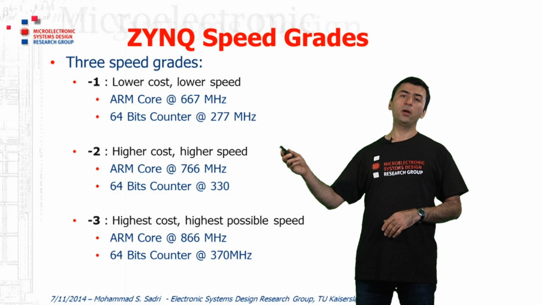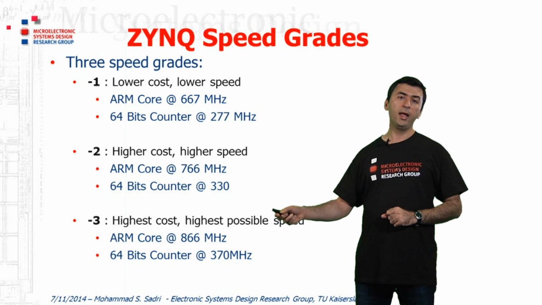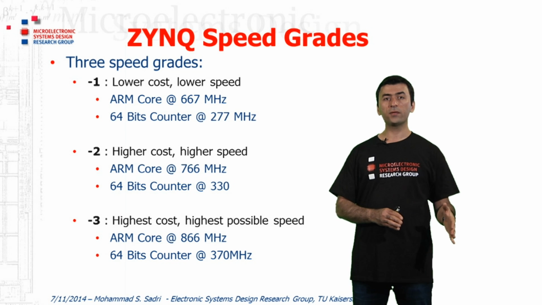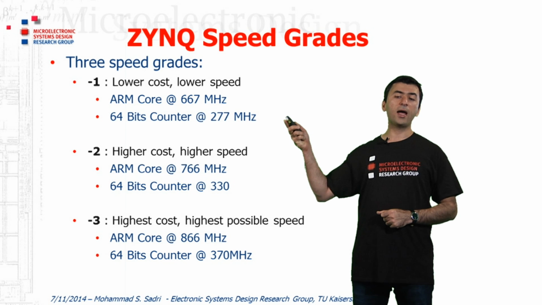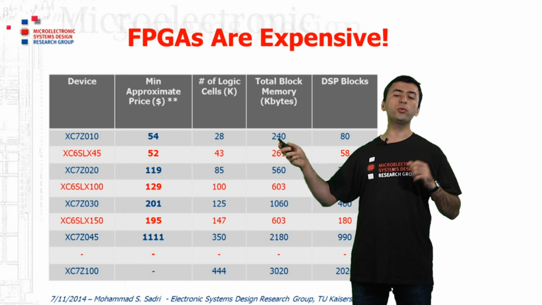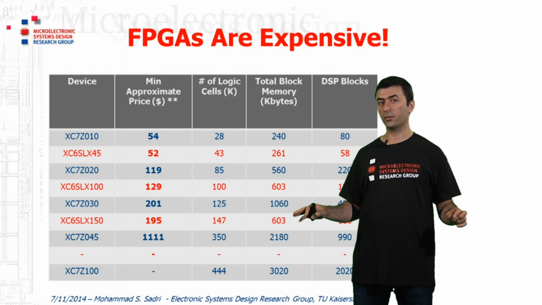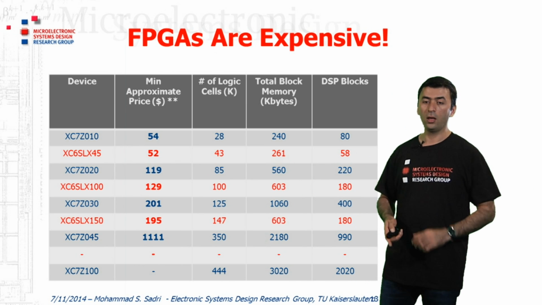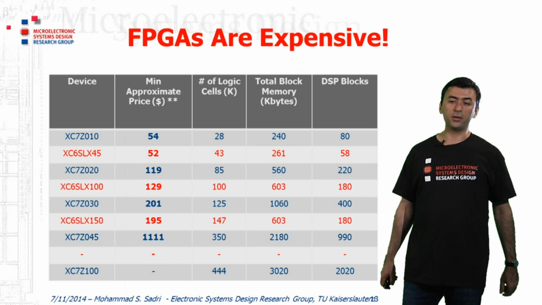These numbers are the ones reported by the datasheet and the tool, and maybe in practice, if you design a 64-bit counter and you implement it on a -1 speed grade device, and then you push the device to, for example, 300, 320, maybe it works, but there is no guarantee. And usually you don't want to do something which is not guaranteed.